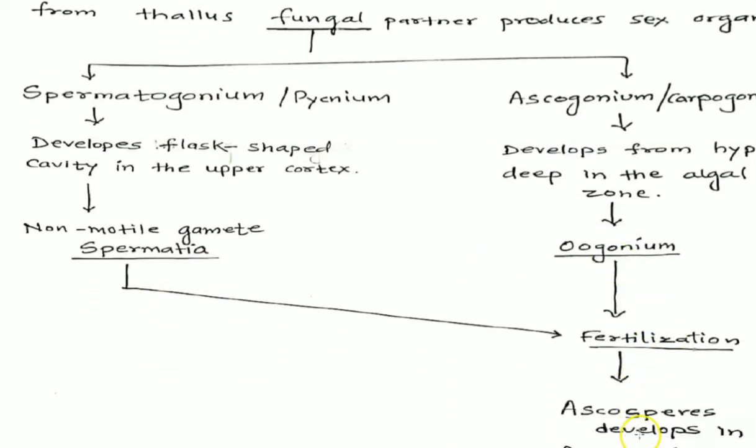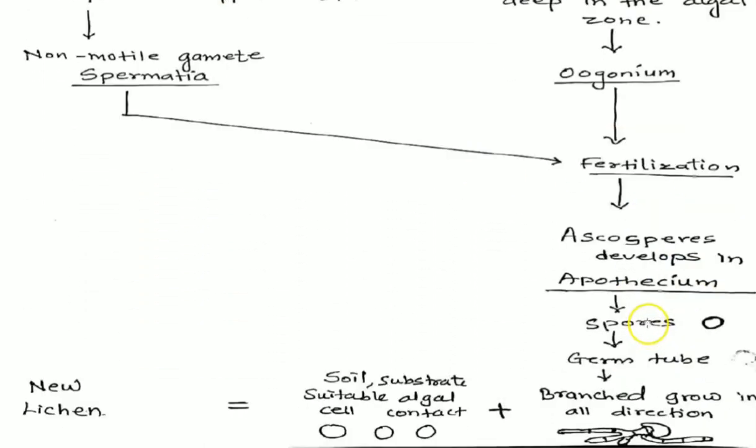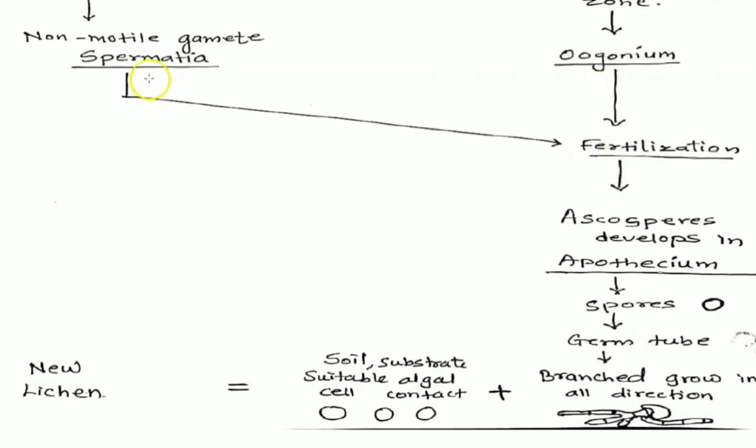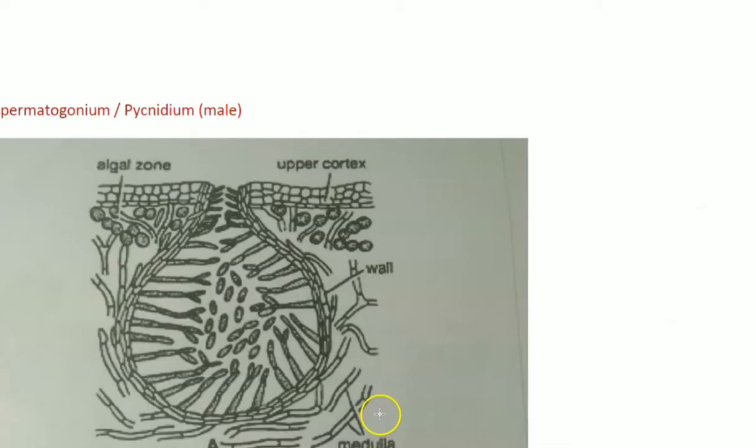When they fertilize, they form ascospores. Spermatia and oogonium fertilize and produce ascospores in the apothecium. These ascospores, when they germinate, produce a germ tube, and then the germ tube branches. The germ tube converts into various branches, and when these germ tubes come in contact with the soil or a suitable algal partner, they form a new lichen. This is the sexual reproduction in lichens.